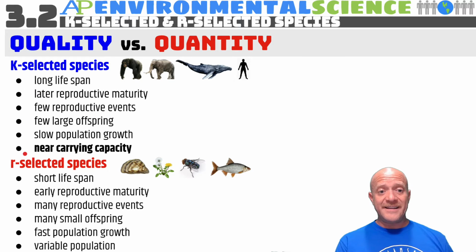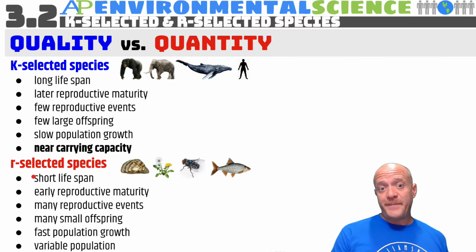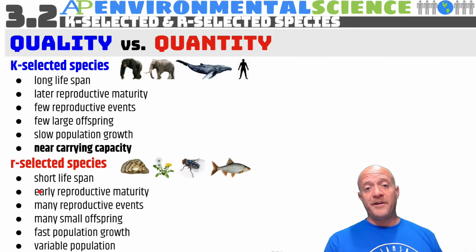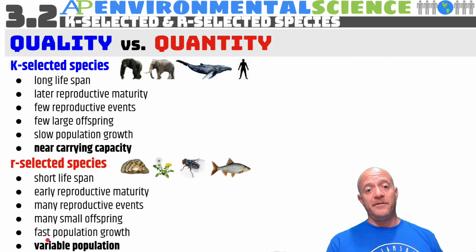Now, whatever K-selected has, R-selected is kind of the opposite. R-selected species have a very short lifespan. They have early reproductive maturity. They have many reproductive events. They have many small offspring. They have fast population growth, and their population is variable because the growth is so fast.